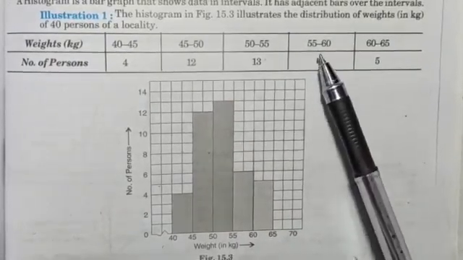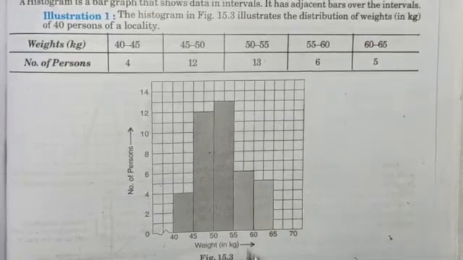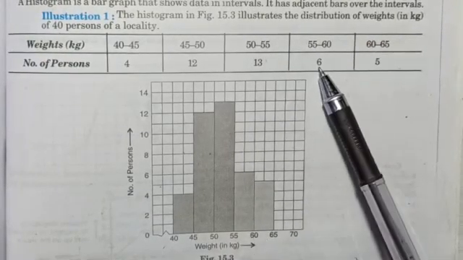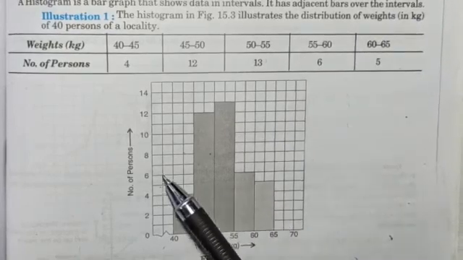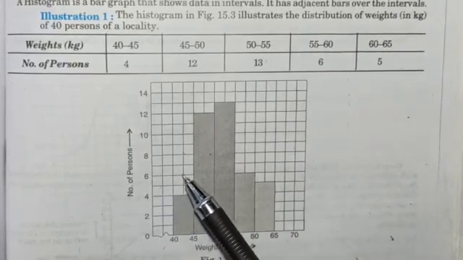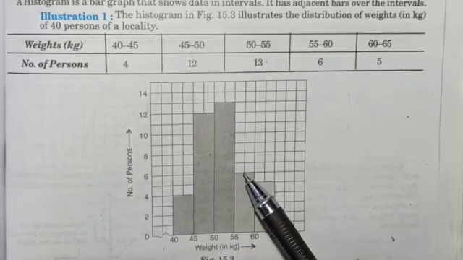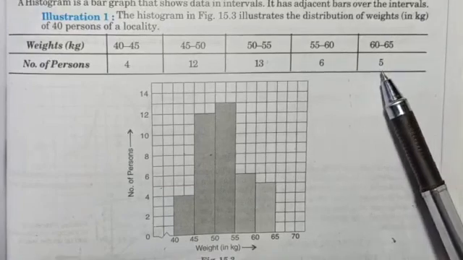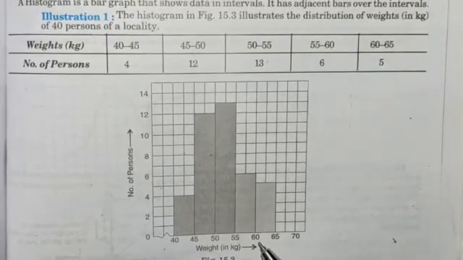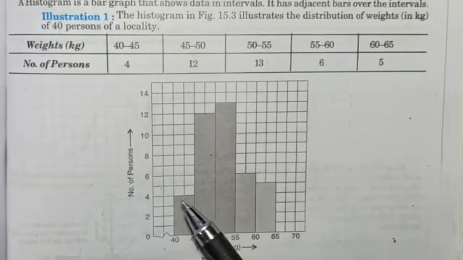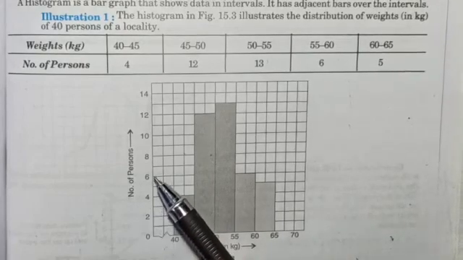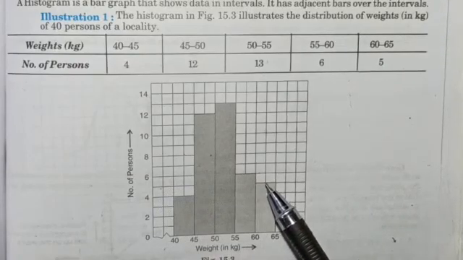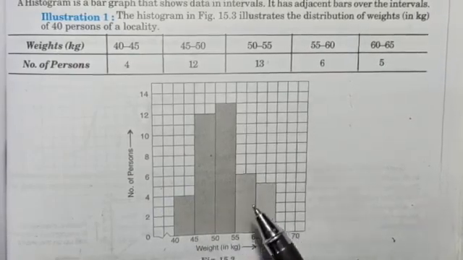Next is 55 to 60 is 6. So here is 55, here is 60, and since here is 6, this bar will reach up to 6. So the 6 mark line is this. So this bar reaches up to that. Next is 60 to 65, and this is 5%. So 60 to 65, and this bar will reach up to 5. This is 4, this is 6. In the middle, this is the mark of 5. So like that, we can draw the histogram.